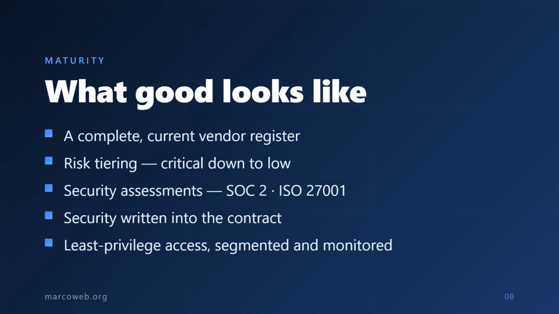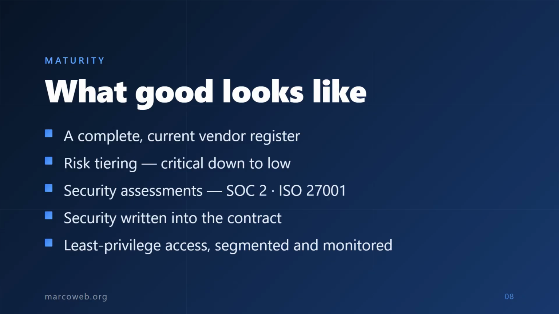Effective third-party management includes a complete and current vendor register, detailing every third party, their access, and their risk rating. It includes risk tiering, so high-impact vendors receive appropriate scrutiny. It includes security assessments, such as questionnaires and certifications like SOC 2 or ISO 27001 for critical vendors. It includes contractual security obligations. And it requires least privilege access, ensuring vendors operate in a segmented zone with no path to sensitive systems.